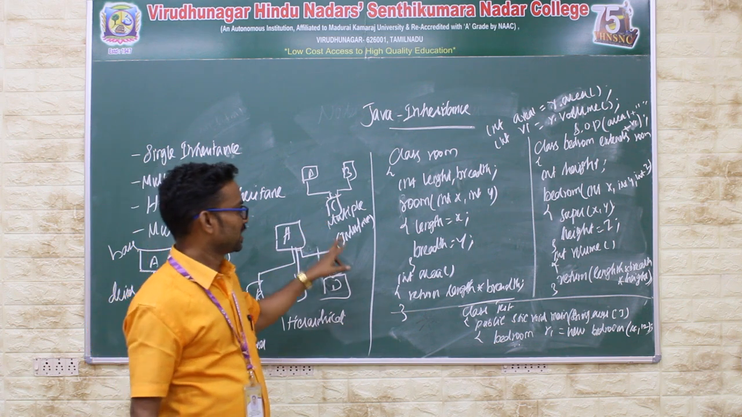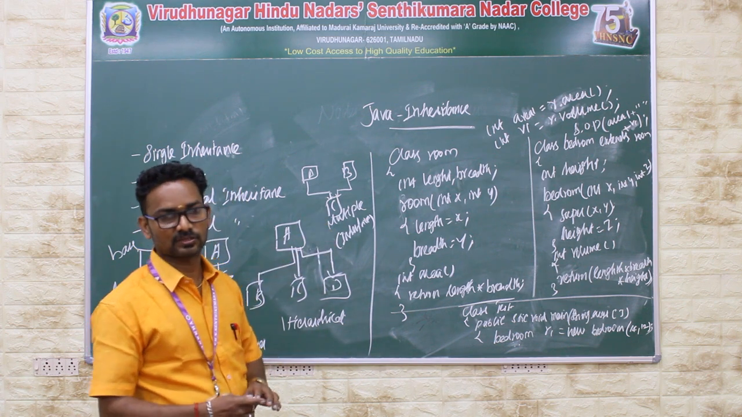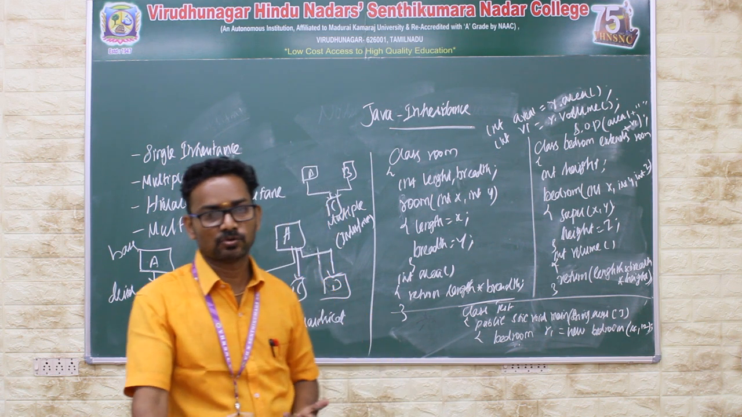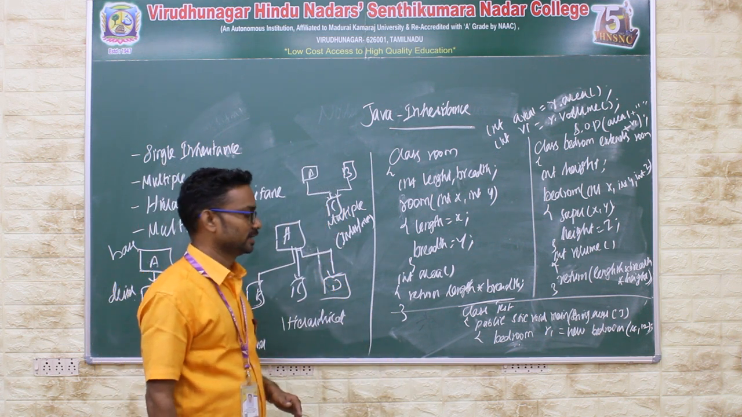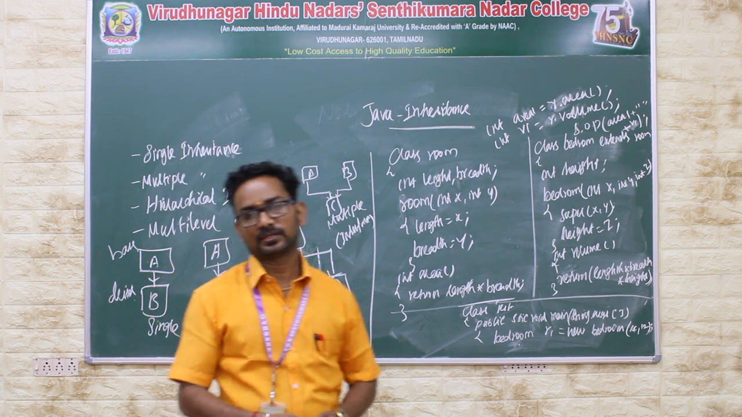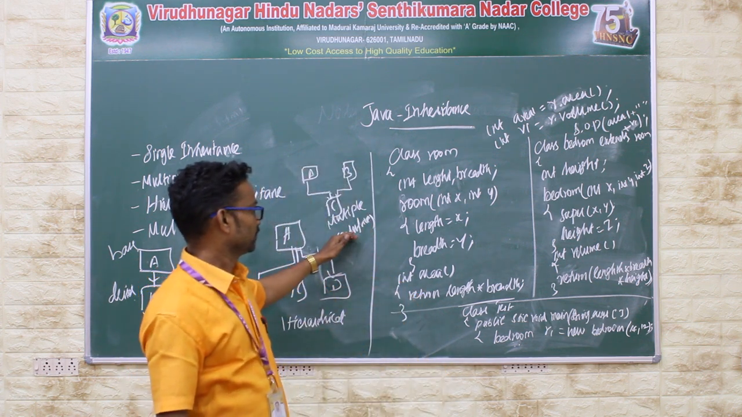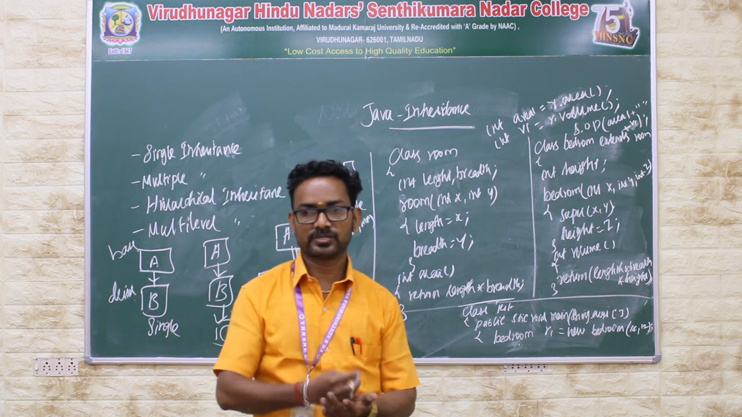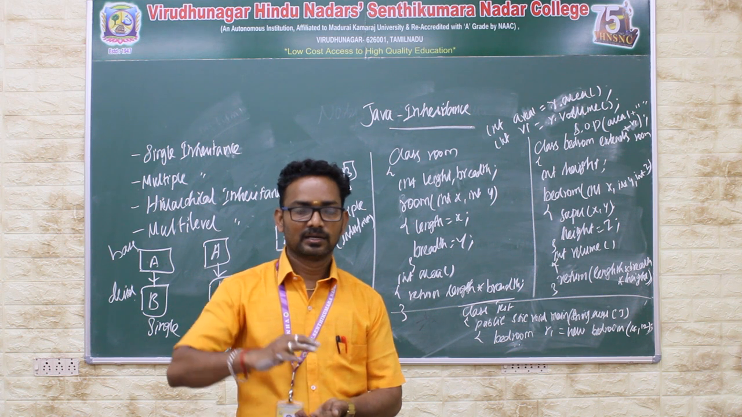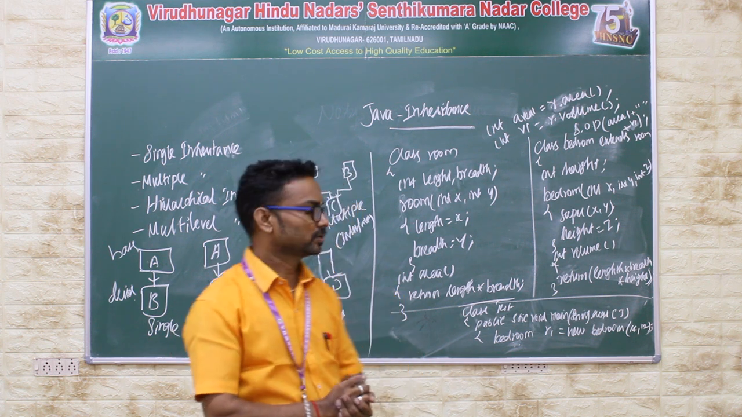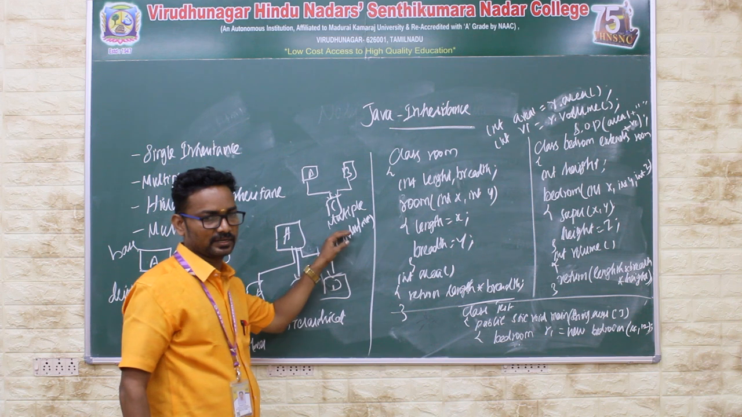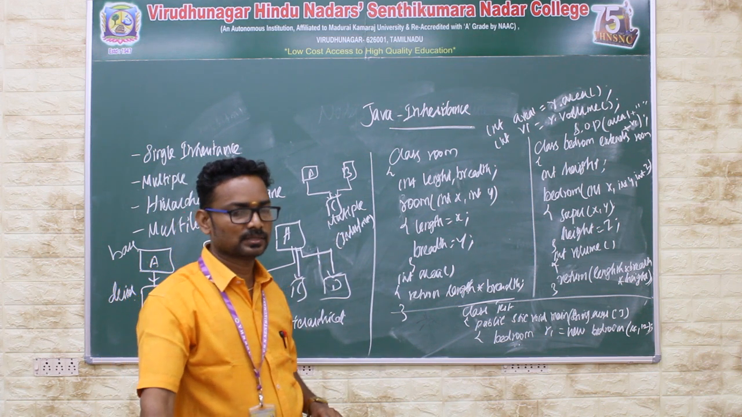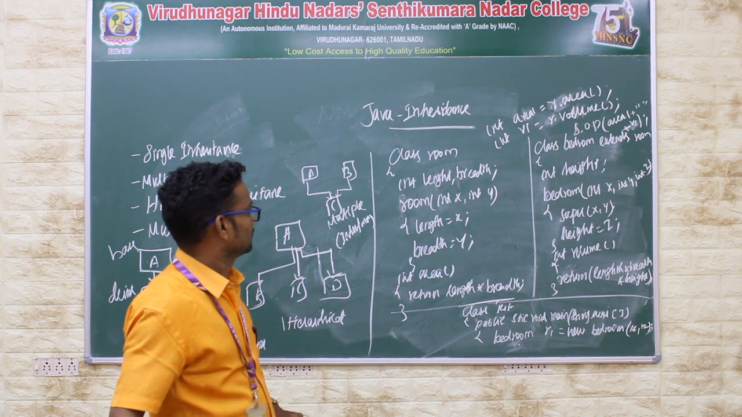Another one is multiple inheritance. Multiple inheritance means more than one base class and one derived class. Java does not support multiple inheritance. If you want to achieve multiple inheritance, you can use interfaces. There is a concept called interface for multiple inheritance, so Java doesn't support it directly.